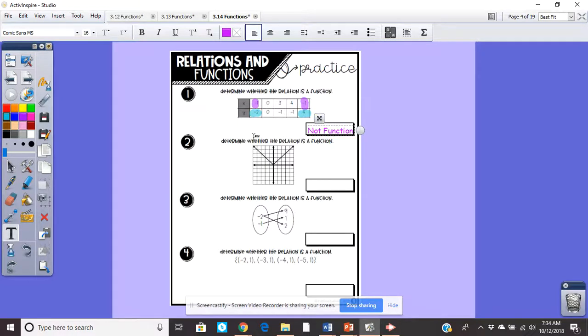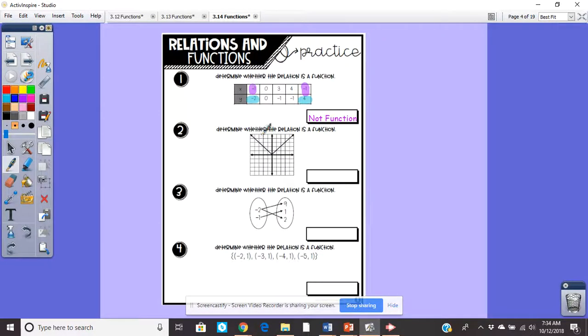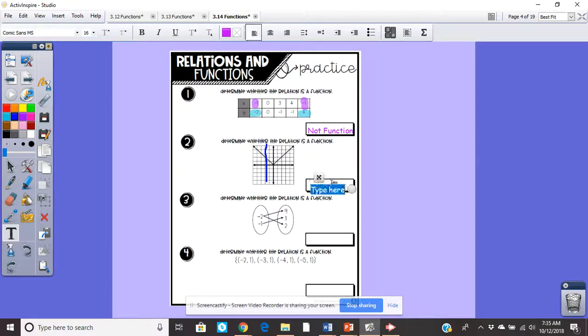All right, on the next one, we've got a graph. And so for graphs, you have to do the vertical line test. So you want to draw a vertical line, and you've got to be able to draw that vertical line anywhere on the graph, not just one spot. And so it only touches the graph one time. So this one is a function.